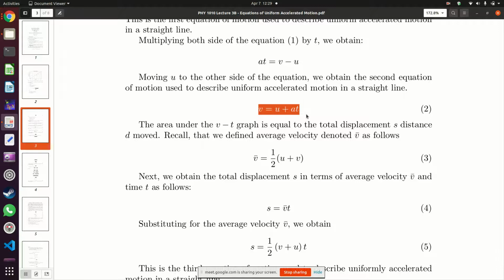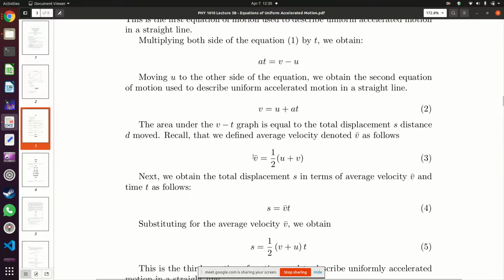Because once you know the average velocity, the average velocity multiplied by time gives you displacement. If the initial velocity is u and the final velocity is v, using these two values we can use this expression to get our average velocity. So our average velocity, v bar, is equal to half u plus v.